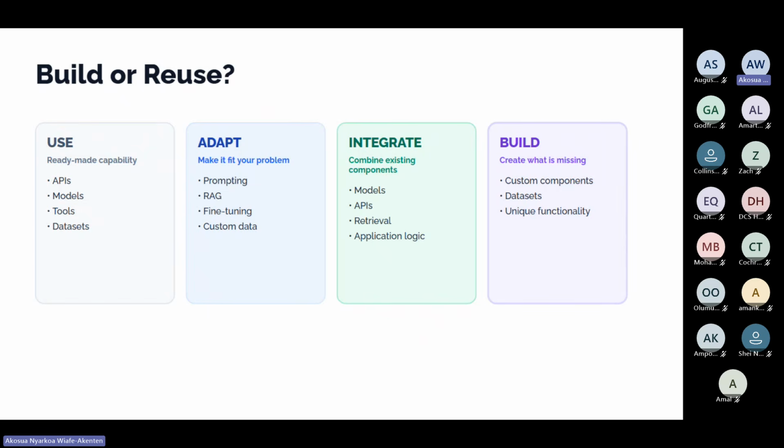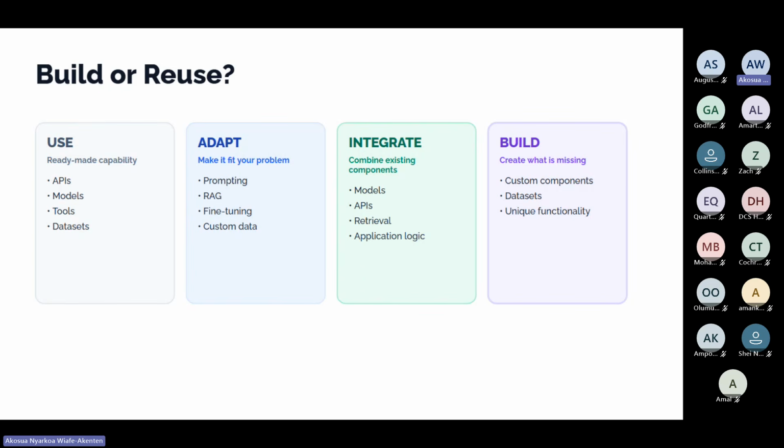Okay, then you can also adapt. So in adaptation, these things already exist, but then you have to tweak it a bit to fit your problem domain. Okay, so you could do so through the prompting we talked about, prompt engineering, RAG or fine tuning. These are all adaptation methods. Or if you have custom data, you can use that custom data to improve the system for a particular user use case, or domain.